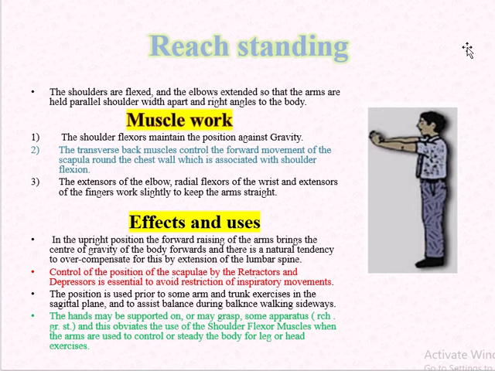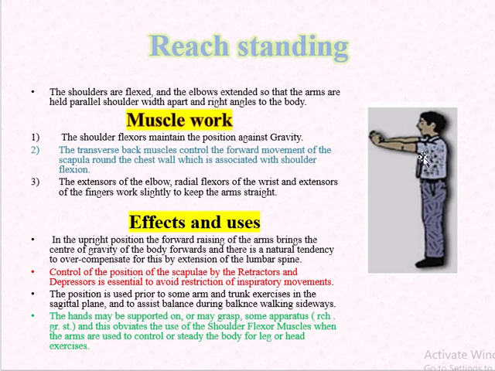Reach standing. Now look at its effect and uses. In the upright position, forward raising of the arm brings the center of gravity of the body forward, and therefore there is a natural tendency to overcompensate for this by extension of the lumbar spine. Control of the position of the scapula by retractors and depressors is essential to avoid restriction of the inspiratory movement.